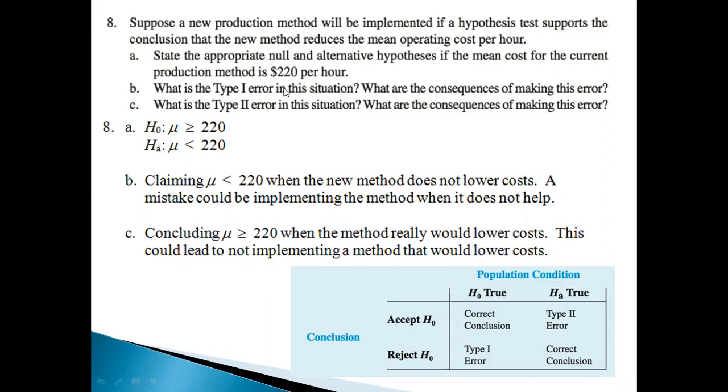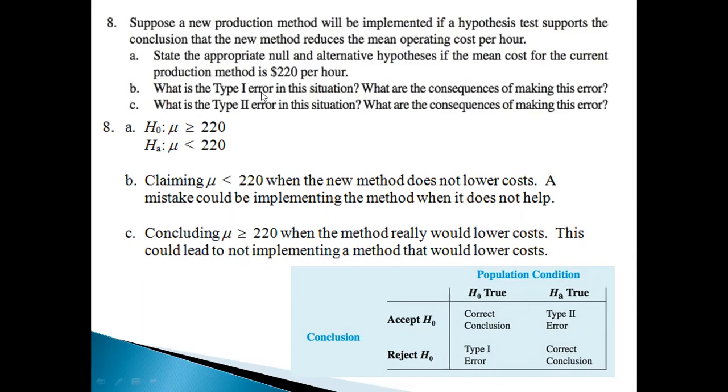Okay, now type 1, type 2 errors. Well, let's look and see what type 1 and type 2 errors are. Type 1 error is when we reject H naught when H naught is actually true. And type 2 is when we accept H naught when the alternative hypothesis is actually true.